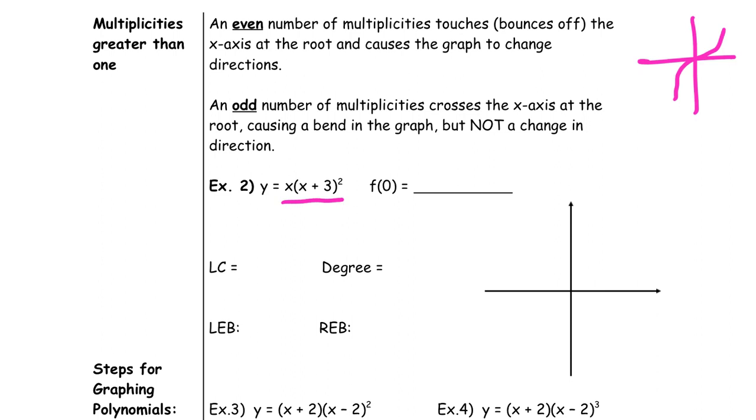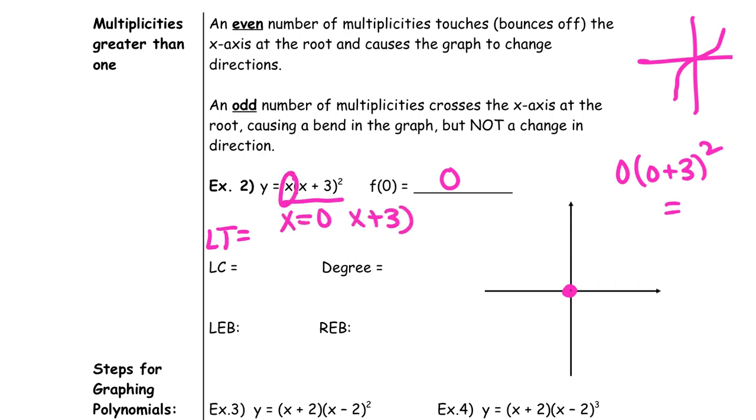It's already factored, so factor all these. So f of 0 is going to be my y-intercept. What is f of 0? No. 0. 0 plus 3 squared equals, what's 0 times anything? 0. So we actually have a root at 0, and that's because of this factor right here. X equals 0 and x plus 3 squared equals 0.